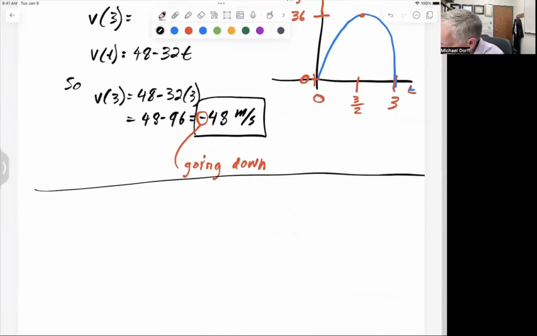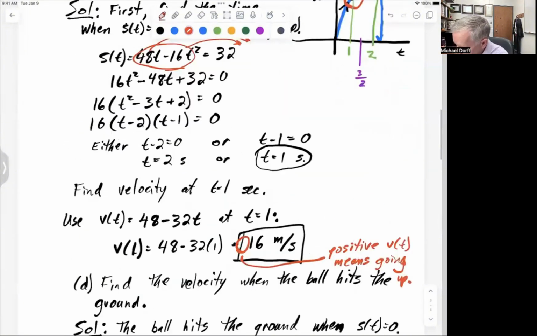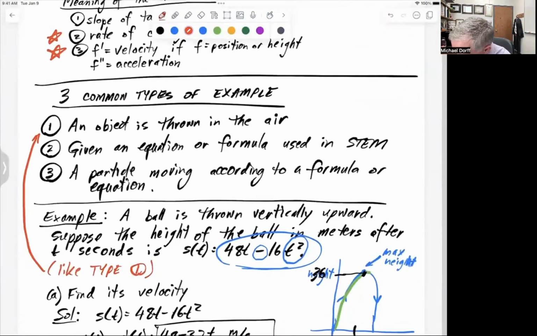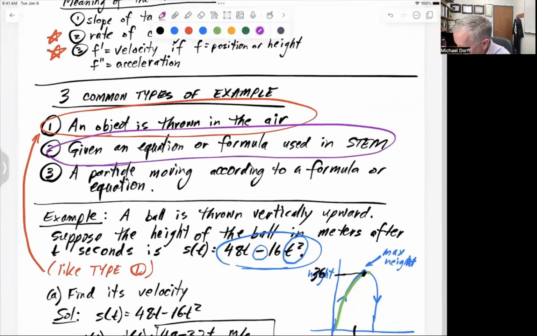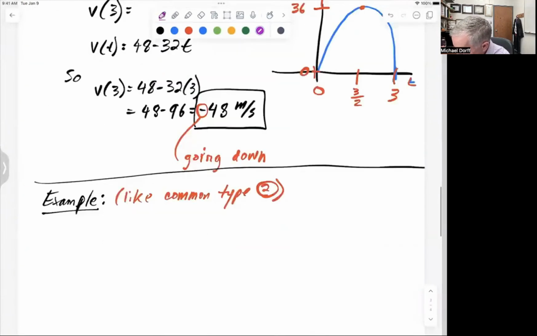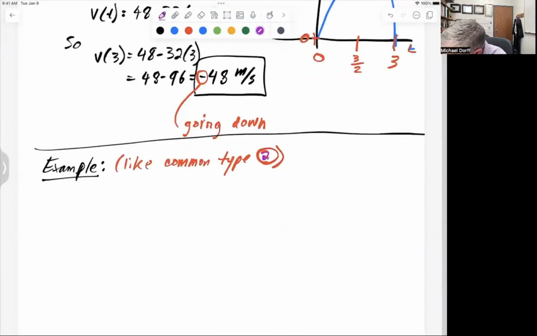Let's look at another example, and this example is going to be like common type 2. Way back at the beginning, we said that the first type of example was an object is thrown in the air. We just did that. Now we're going to do one where you're given an equation or a formula used in STEM, and you have to find something about that. So this is going to be like number 2, right in purple, like we had there.